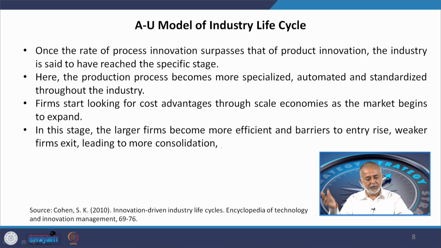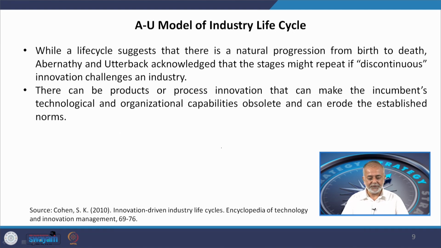Imagine the mobile industry, it is about to reach that, hopefully not very soon, but still. Imagine the two-wheeler industry, it is like that. Imagine even the automotive industry at large, it is like that. Aeroplane manufacturing reached this kind of stage long back, more or less. So, product innovation is going on, but definitely the industry has reached that kind of stage. While a life cycle suggests, the author further says, that there is a natural progression from birth to death, Abernathy and Utterback acknowledge that the stages might repeat if discontinuous innovation challenges an industry. Now, this is again an important thought, how it gets disrupted.